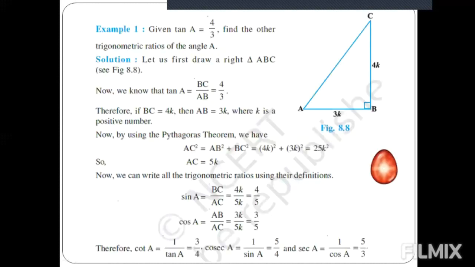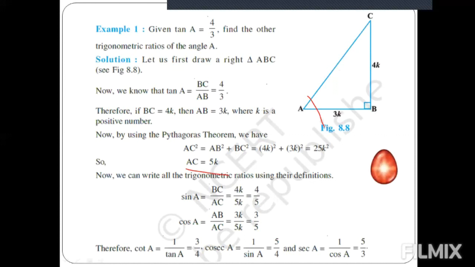Next, example 1. Given tan A equals 4 by 3, find the other trigonometric ratios of angle A. So this is the angle A. We need to find sine A, cos A, cosecant A, cot A, and secant A. There is tan A. So in this, you need to use Pythagoras theorem to find AC. AB square plus BC square equals AC square. That is the Pythagoras theorem. So 3k whole square plus 4k whole square equals AC square. And we have found that AC equals 5k.